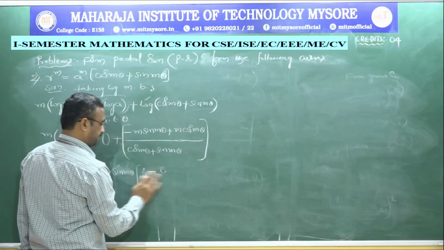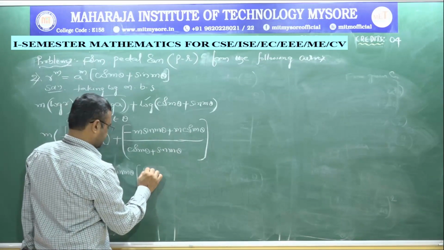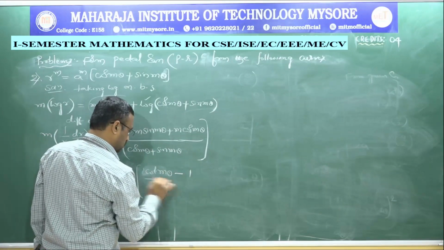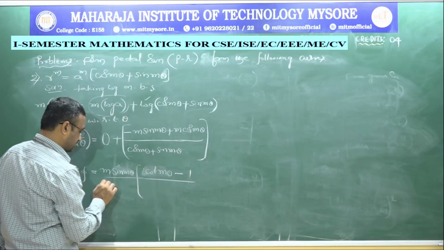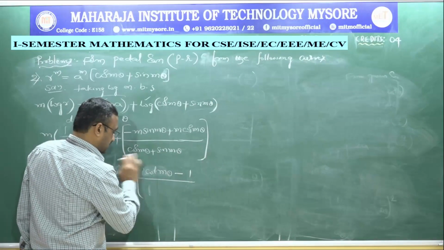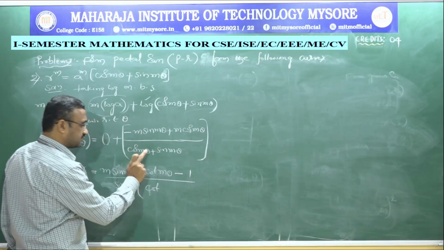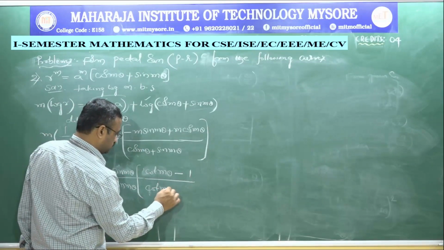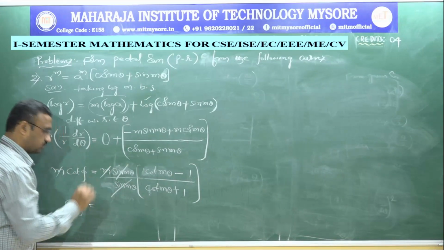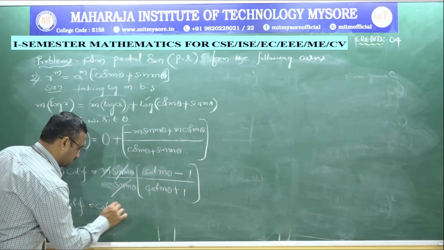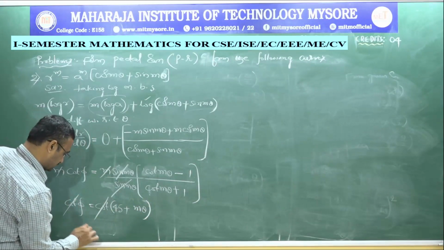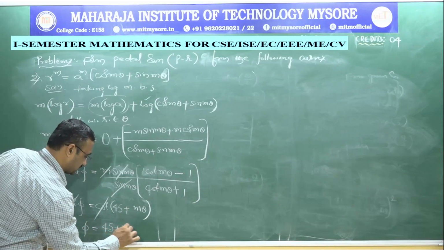Sin m theta. First I am writing this one. If you take a common factor, that is cot m theta minus 1, then the whole divided by, again, we can take a common factor of m sin m theta. This becomes 1, and if you take a common factor of sin m theta, that becomes cot m theta plus 1. Now, cancellation of these two and these two, cot phi should be equal to, now use the formula in terms of cot, cot of 45 degree plus m theta. Now, cancellation of this. We get the value of phi is 45 plus m theta.